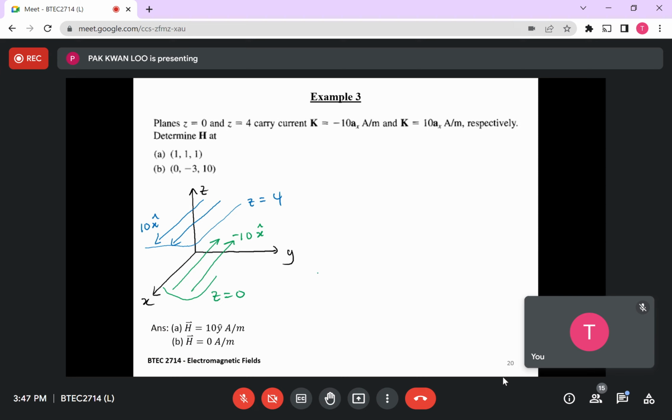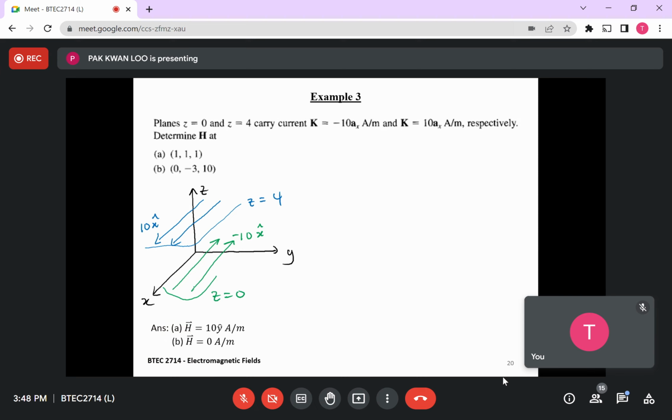Okay, first the region is 111, right? So the region is 111. It is in between the 2 planes that carry the current. So let's evaluate this.